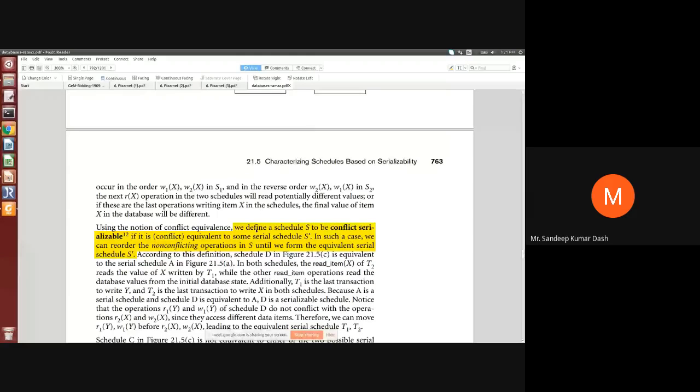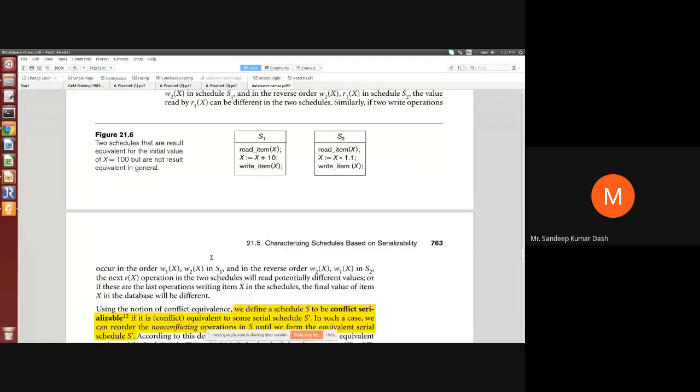Conflict serializable is defined like this: we define a schedule S to be conflict serializable if it is conflict equivalent to some serial schedule S dash. In such a case, we can reorder the non-conflicting operations until we form the equivalent serial schedule. That means you have to try to convert an interleaved schedule into a serial schedule with respect to the conflicting operations. If you can do that, then that is a serializable schedule.